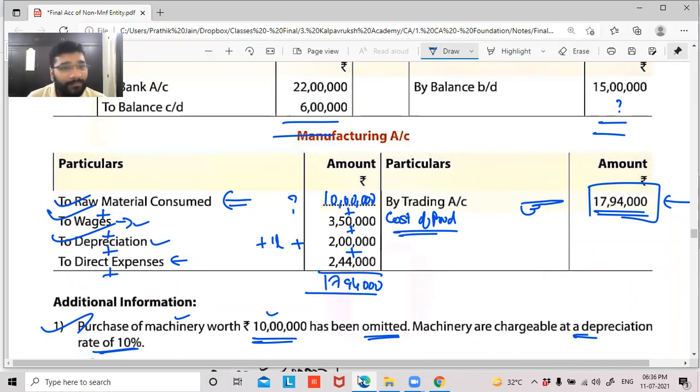Yes, sir. So RMC, there was never a change. You added something here, so we added here. You minused here, we minused here. So net impact is zero. There is no impact in the RMC account. So RMC before and after the preparation of manufacturing account, or before or after adjustment, is the same. We never touched RMC in any way. I hope I'm making sense and I'm able to give you logical answers.